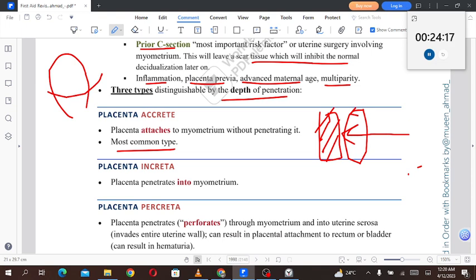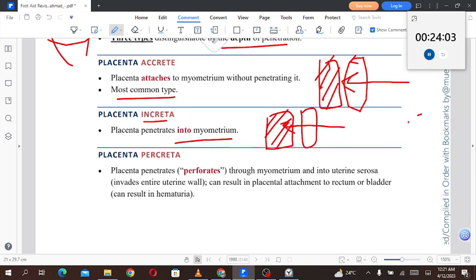Then we have placenta increta. So the placenta penetrates into the myometrium. In this case, this is the myometrium, and outside that we have the decidua, and the placenta has come all the way into the myometrium. That is called placenta increta. Then we have placenta percreta.